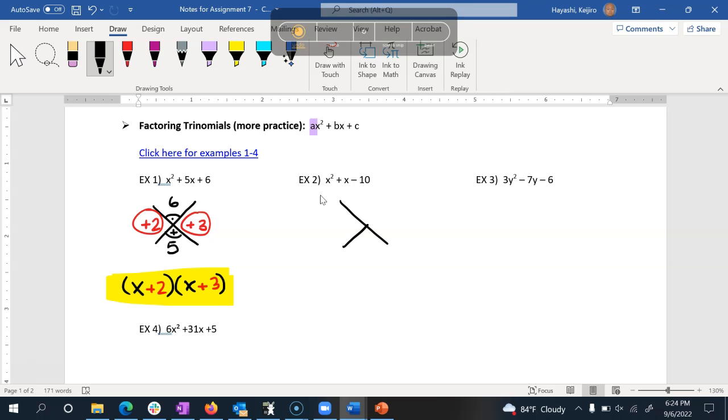Okay, this is an interesting one. Can anyone think of two numbers that multiply to negative 10 and yet add up to, this is just x, so the coefficient that's implied to be there is a 1. Can anyone think of two numbers that multiply to negative 10 and add up to 1? No. Yeah, me neither.